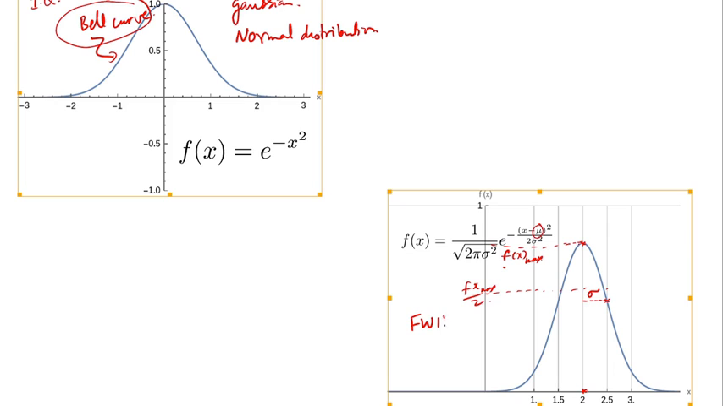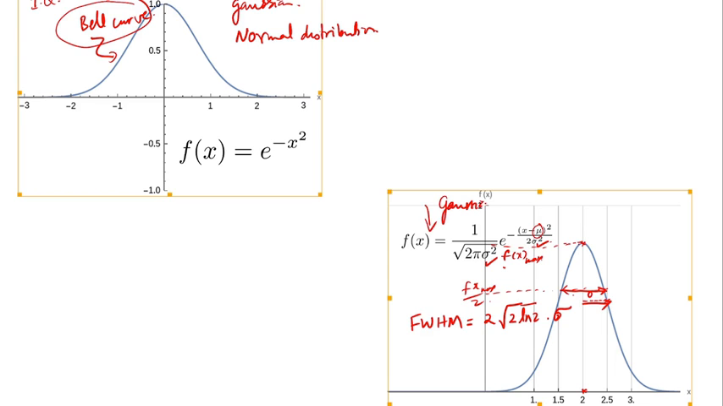Full width at half maximum. Full width means this point, and the full width at half maximum is equal to 2 times the square root of 2 ln 2 times sigma. That is the exact formula. So you will be able to find out how much sigma is. Sigma is this distance from the maximum value. Sigma is here. So this is the exact form of your Gaussian curve.